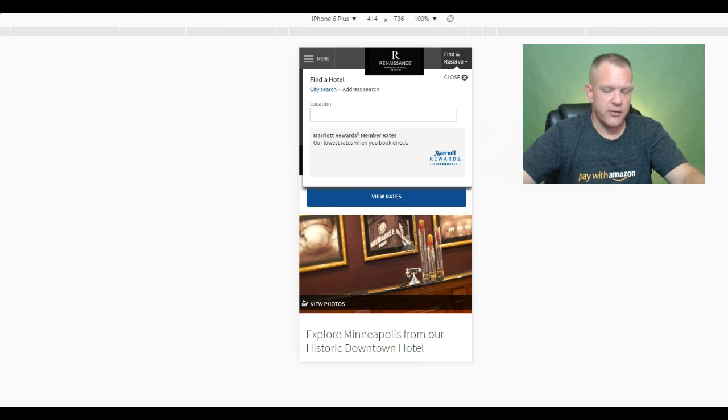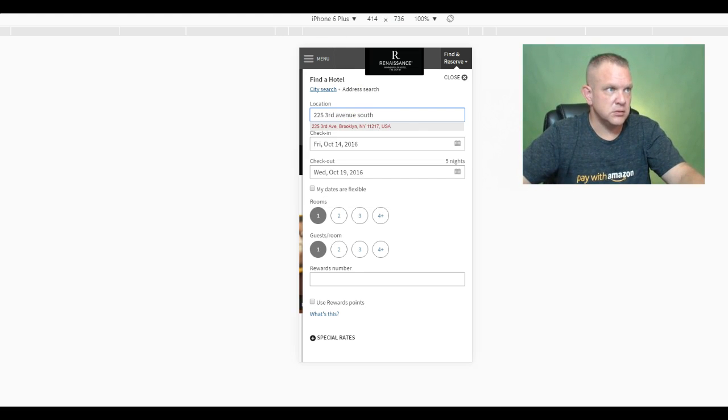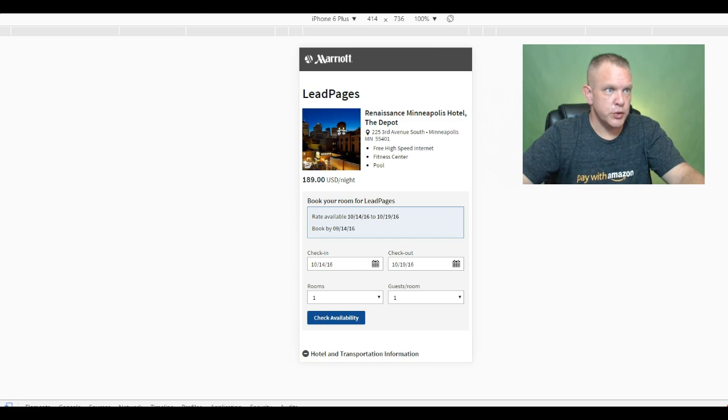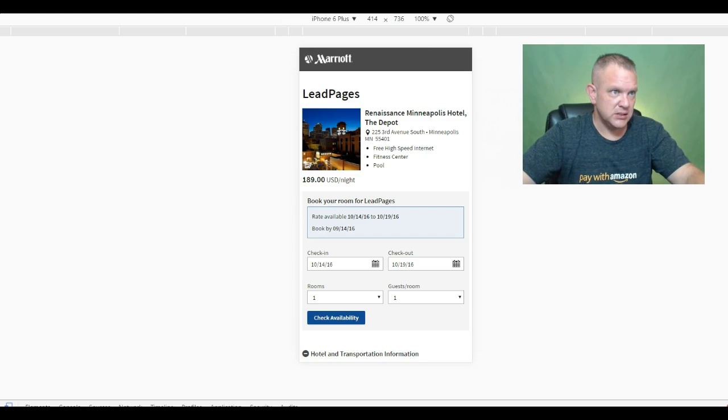225 3rd Avenue South. Okay. Right, at this point, 225 3rd Avenue South. 225 3rd Avenue South. The Renaissance Minneapolis Hotel should have been populated by now at that point in the search. I mean, this is user design at its worst.